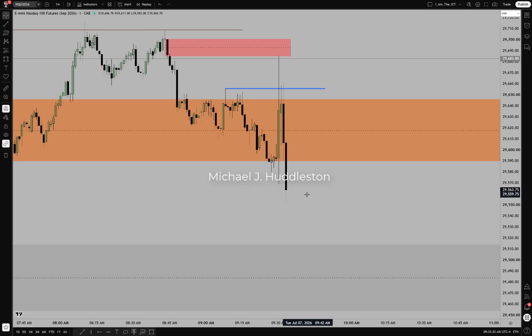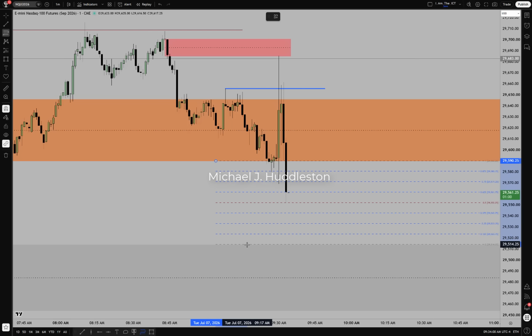So right now we're at the event horizon between the low of this to the high of that inefficiency. Right there. Right there, we nailed it. So a close below that would warrant further movement lower.